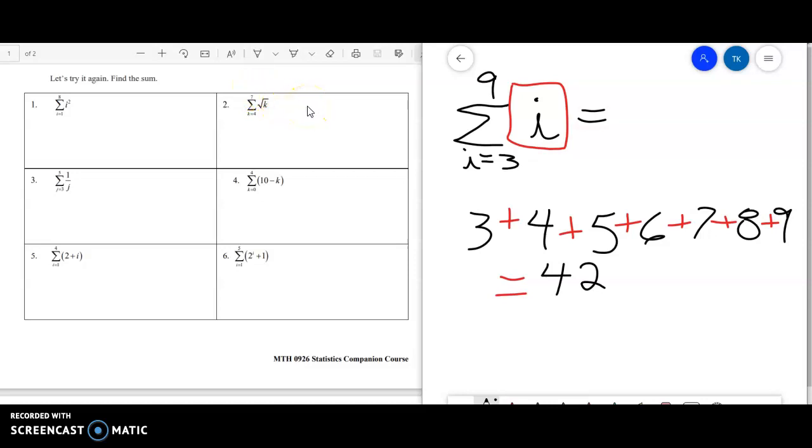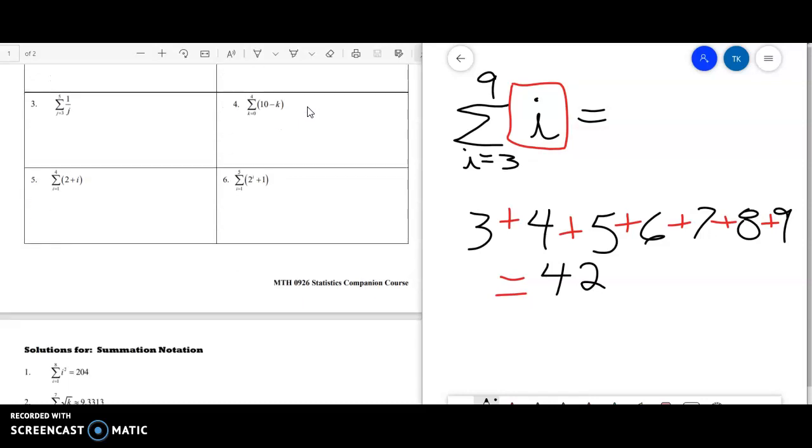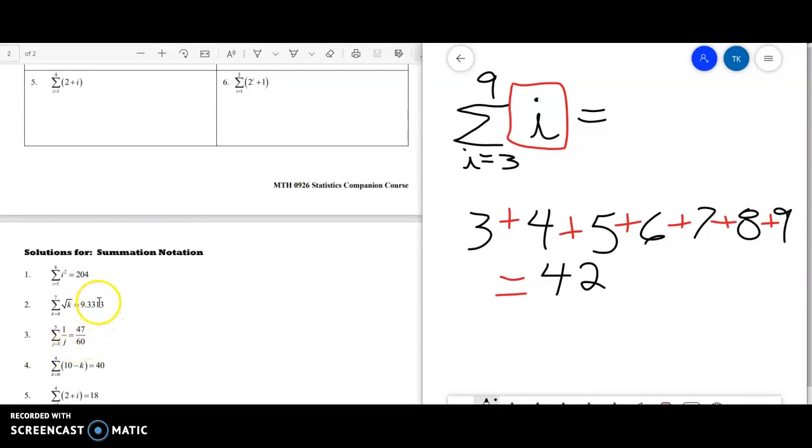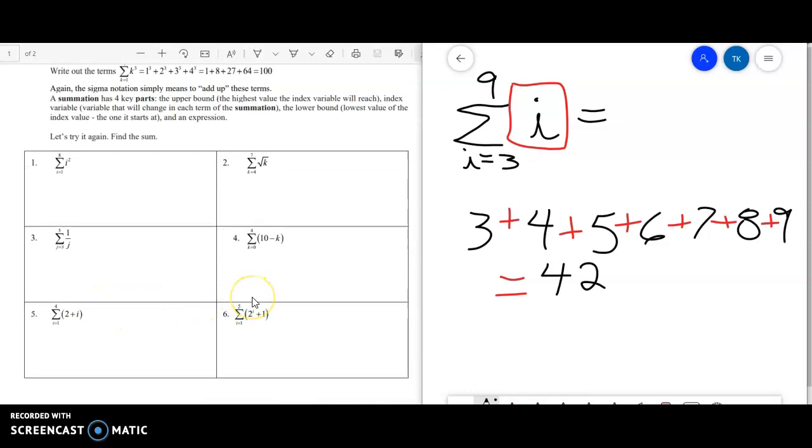Sometimes you're going to be able to get a nice whole number. Sometimes it's going to be decimals. Sometimes it's going to be square roots. In looking at number 2, your final answer, they wrote it as a decimal here. Hopefully that gives you a little bit better idea of how to approach these problems. Again, the main idea is plug in your initial number, and then the next number, the next number, all the way up to your final number. Write down at each stage what you get, and then add them all together.